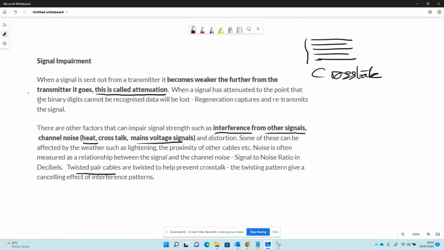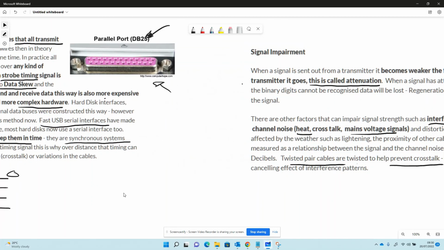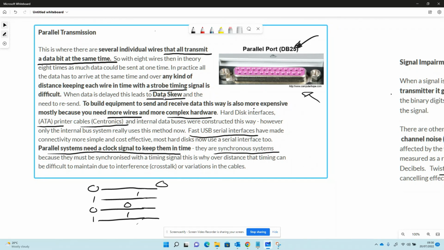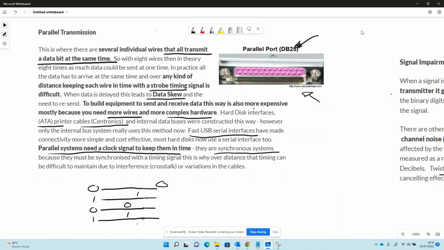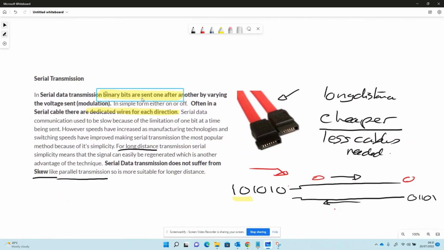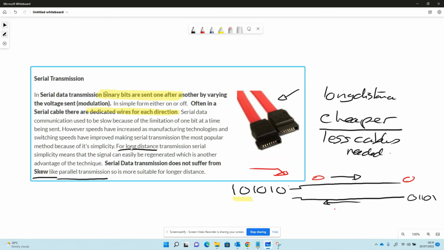Twisted pair cables, you've probably heard of this idea as UTP, unshielded twisted pair cables. They're twisted to help prevent crosstalk, because the twisting pattern gives a cancelling effect on the interference caused. So there's all sorts of things that can impair our signal, and a lot of the time they are related to the problems with parallel transmission. The main things to remember are that parallel transmission needs a timing signal, it can suffer from data skew, and it's not very good for long distances, whereas serial doesn't suffer from data skew, sends one bit at a time, and is much better for long distances.